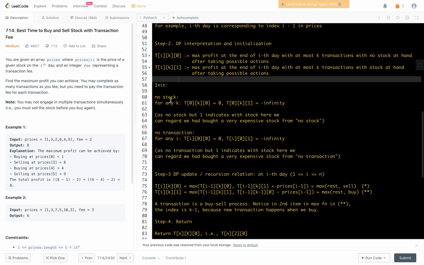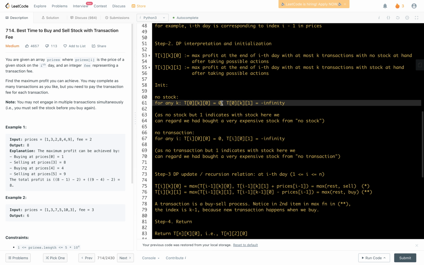After we interpret T[i][k][0] and T[i][k][1], let's look at the initialization. Because we start from day 1, for day 0 there's no stock yet. So for any k, we set T[0][k][0] to be 0.